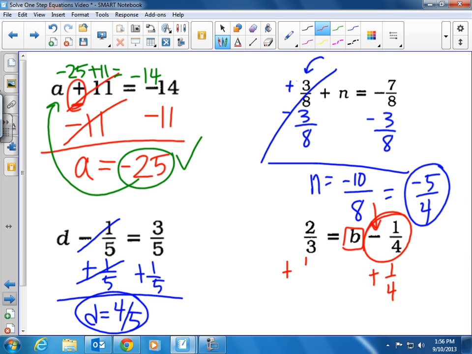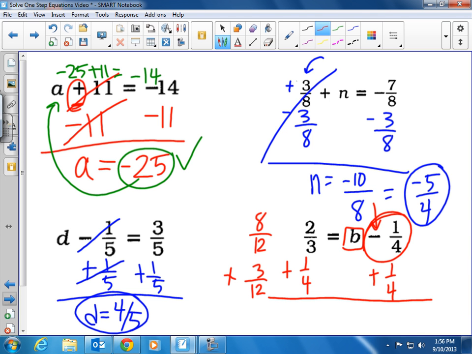I'm going to add 1/4 to each side. Okay, now my issue here is that I don't have common denominators. So I need to get a common denominator. The common denominator is 12.